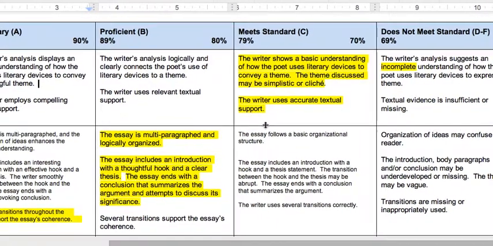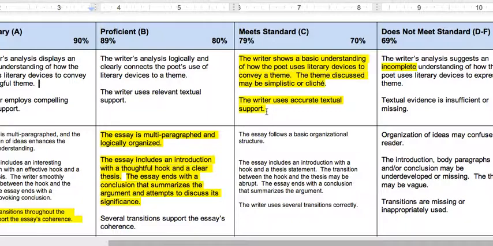The textual support is accurate. It's not super compelling, but part of the problem is that the argument for the theme isn't that compelling, so it's hard to have compelling textual support if your thesis isn't that compelling to begin with.